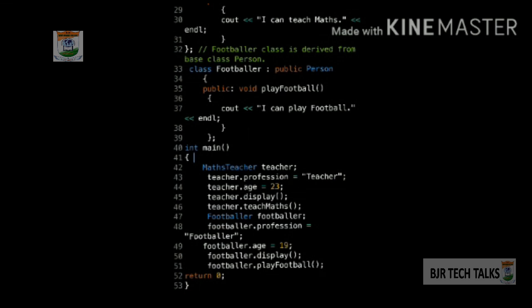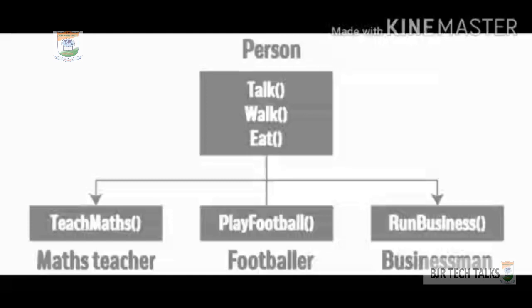In the main function, a new math teacher object teacher is created. Since it has access to person's data members, profession and age of teacher can be set.